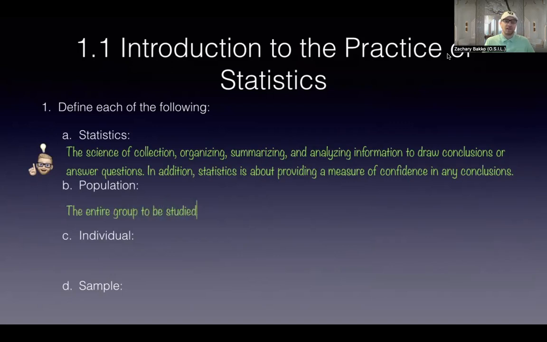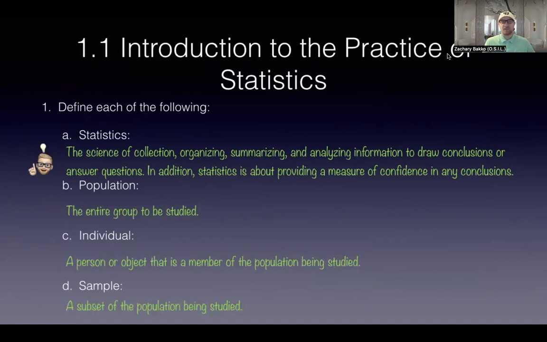Okay. A population is the entire group to be studied, while an individual is a person or object that is a member of the population being studied. And then a sample is a subset of the population being studied. So you can think of the population as the whole group. The whole group is made up of individuals. So this could be a person or, like it says, an object, really any noun that fits right there. Okay. And a sample is a subset of that population. So a collection of individuals that doesn't make up the whole population.